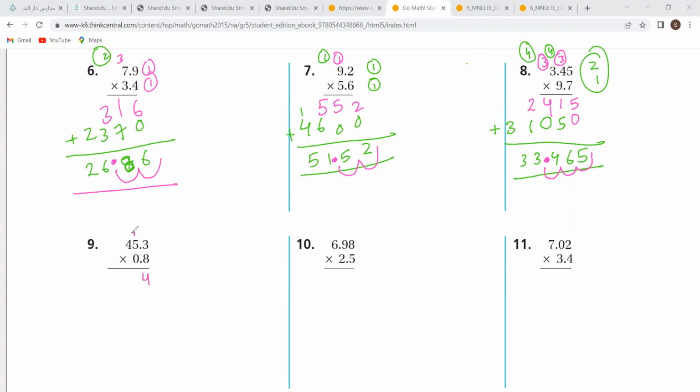Okay. 8 times 3, 24. 8 times 5, 40. 42. Miss, it's so cold here. 8 times 4, really? Yeah, I don't know why. Are you okay? Are you feeling well? Close your AC or the window. Yeah, better. Close your AC.